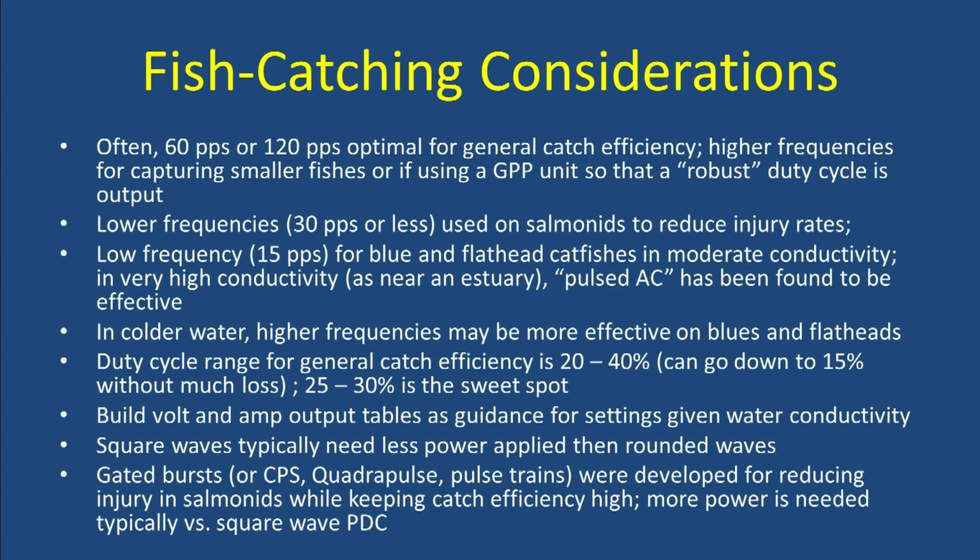As with DC, you can build these volt amp output tables as guidance for settings, given your site water connectivity. Square waves, these square cornered waves, typically need less power applied for good fishing than rounded waves. And the gated bursts, the last waveform I showed you, were developed for reducing injury in salmonids while keeping the catch efficiency high. But more power is usually needed even with these gated bursts.